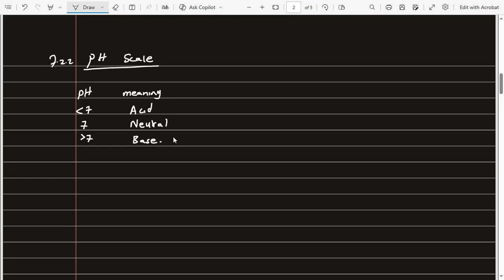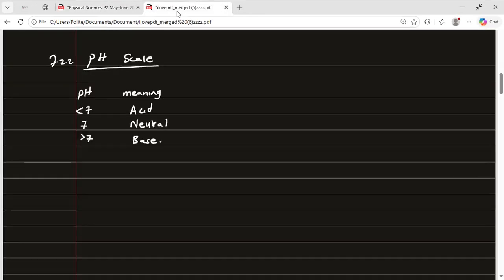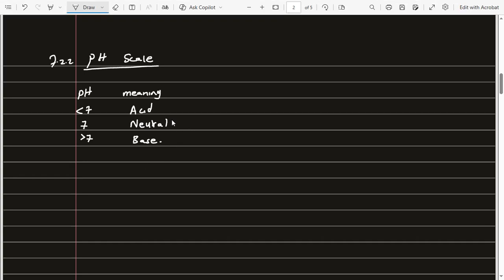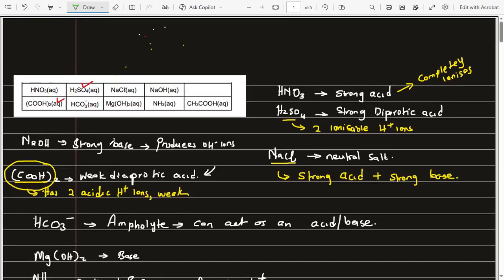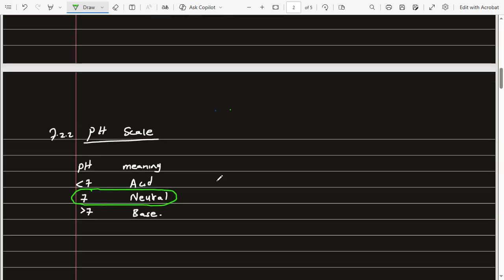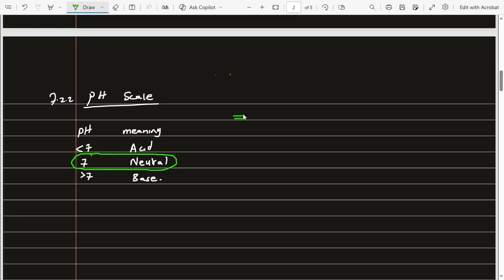Okay, so now that you understand this, the question says that we're going to look for neutral substances. So the question says a solution with a pH of 7, so it should be neutral. You'll go to your table and identify the ones that are neutral. So you look for neutral substances, and I'll definitely give you an exam tip. If you go through all this, you'll see that we said the salt is the one that is neutral, right? So sodium chloride is the one, therefore the answer for 7.2.2 is sodium chloride, NaCl.